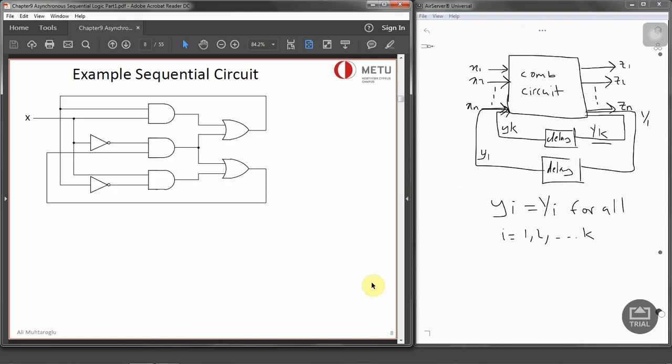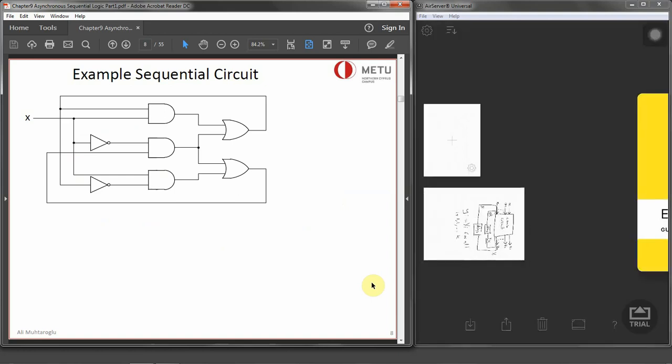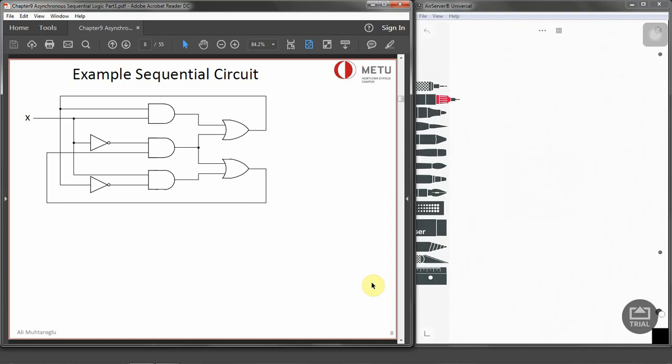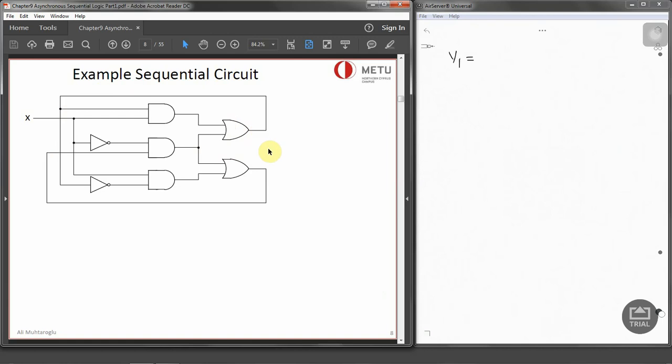An example sequential circuit is given to us with AND gates, NOR gates and a couple of inverters. Let's write down their expressions based on the inputs and the outputs. If we consider the first part of the circuit, the first output of the OR gate as Y1 and the feedback path as small y1, we can write an expression as follows. The first AND gate is x AND the feedback y1, so we can say x y1, or the second AND gate is x prime, and let's say this is y2, so x prime y2.